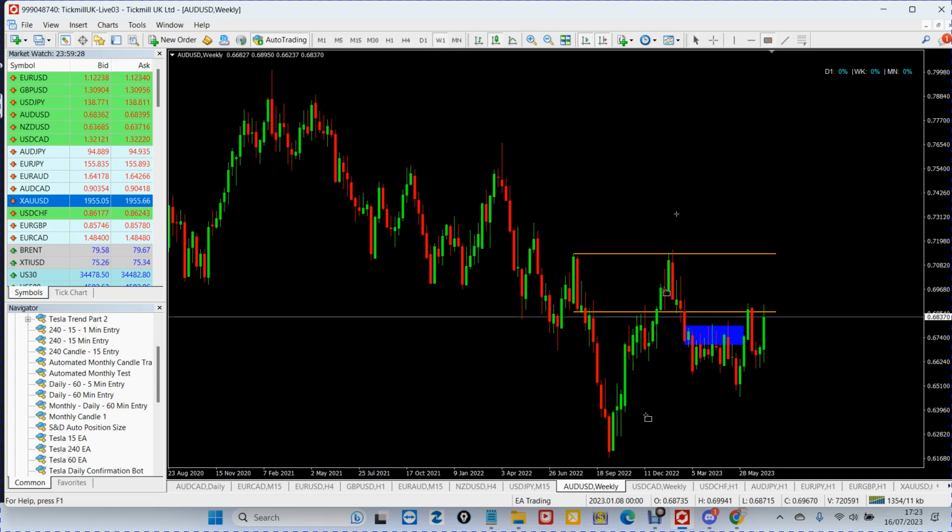It's a weekly supply at a flip zone. This is the flip zone supply actually. So that's looking to go short from that kind of area.